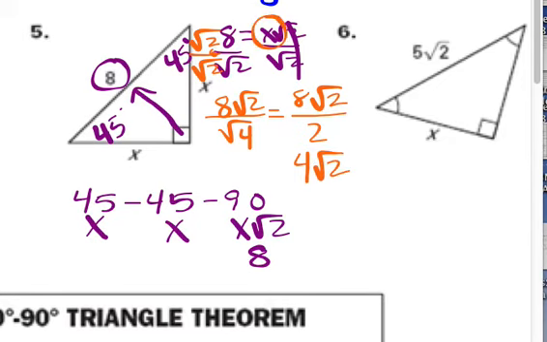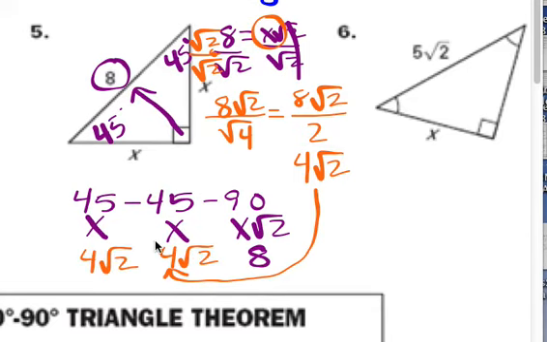So now I have solved for x. So in the table, x is 4 root 2. And then since this is also x, it is also 4 root 2. So that means that across from the 45s in my picture, I can label with 4 root 2. So both of those sides are across from the 45, so in this case, x is 4 root 2.